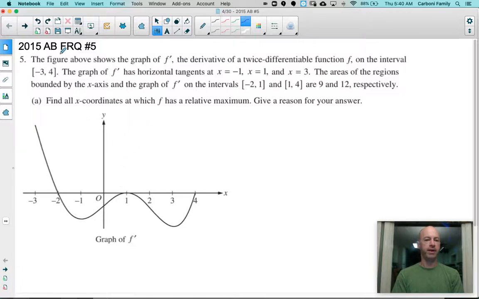Okay, looking at number 5 from the 2015 exam, we're given the graph of the derivative of f.